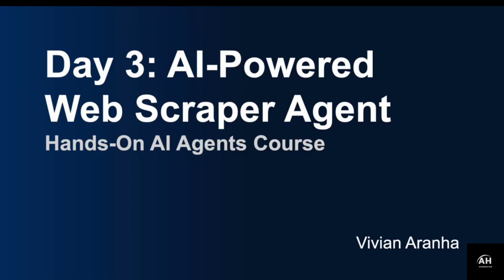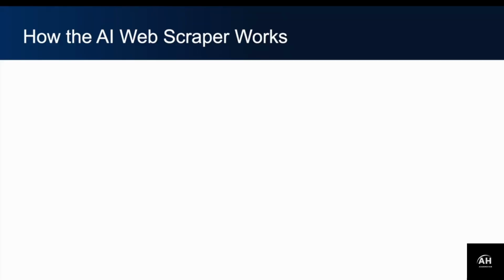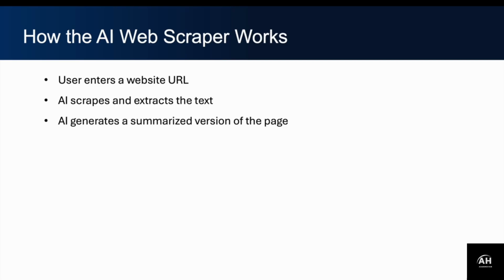Here, let's talk about, before running the application, how does the AI web scraper work? First, the user enters a website URL. So you want to scrape a website, you have to provide a URL. So let's say you go to Wikipedia or some news or web page and get a website URL. The AI will scrape and extract the text from that particular URL. Next, AI generates a summarized version of the page. So it will take that content, summarize it, and then finally results are displayed in our web UI, which is powered by Streamlit UI. So that's the entire process.